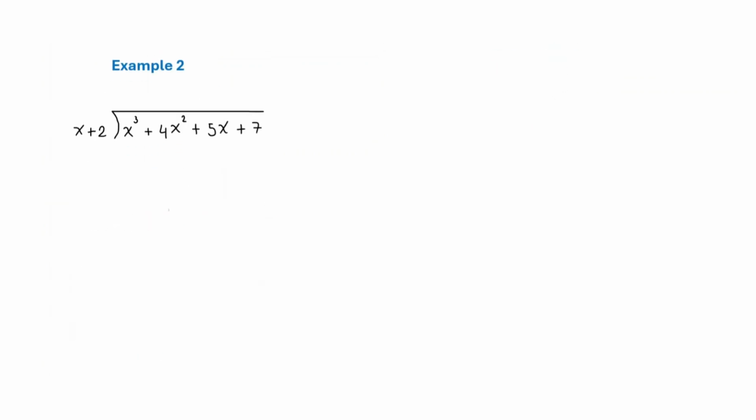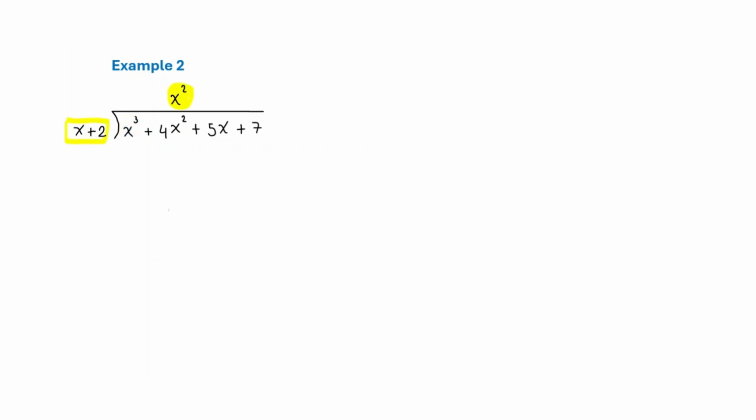Let's move on to example 2. This time we want to divide x cubed plus 4x squared plus 5x plus 7 by x plus 2. Again, let's check that the terms are in the correct order. The dividend has x cubed, then x squared, then x, then the constant. The divisor has x, then the constant. So everything is already written correctly. We start exactly as before. x cubed divided by x is x squared. So we write x squared at the top.